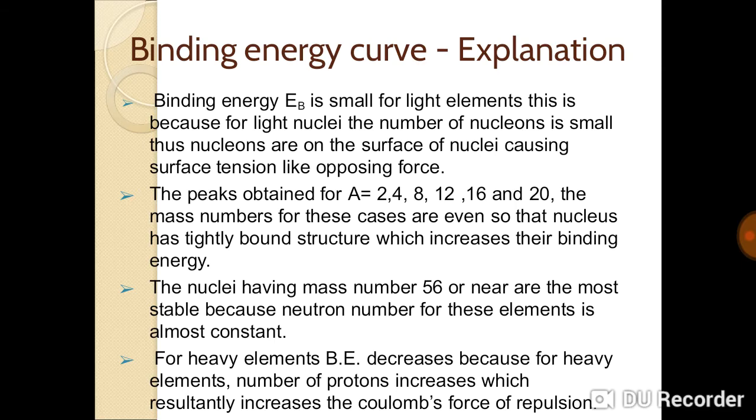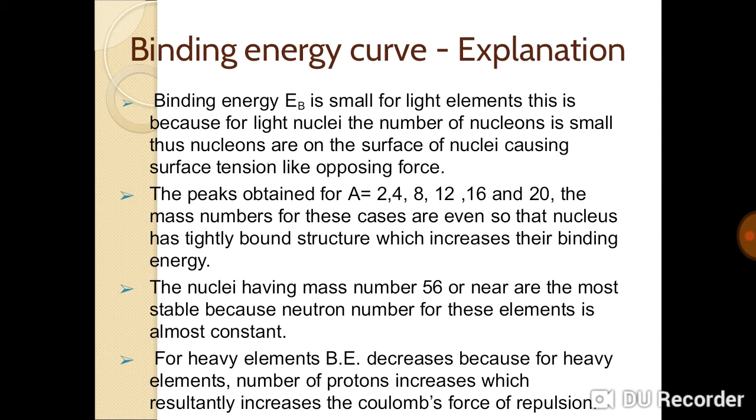Binding energy E_B is small for light elements. This is because for light nuclei, the number of nucleons is small. Thus, nucleons are on the surface of nuclei, causing surface tension like opposing forces. The peaks obtained at A equal to 2, 4, 8, 12, 16 and 20, the mass numbers for these cases are even, so that nucleus has a tightly bound structure which increases their binding energy.